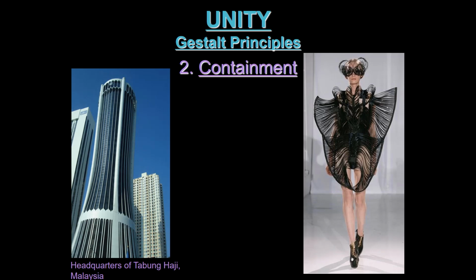The next Gestalt principle to take a look at is containment. So containment is when the outer edge of the composition or the boundary contains the rest of the design. This could be actual edges or an actual change in color or line, or it could be part of the silhouette as well. So on the left, this architectural building in Malaysia, it's really the outside of the building, the silhouette that contains the rest of the structure that we see as a whole.